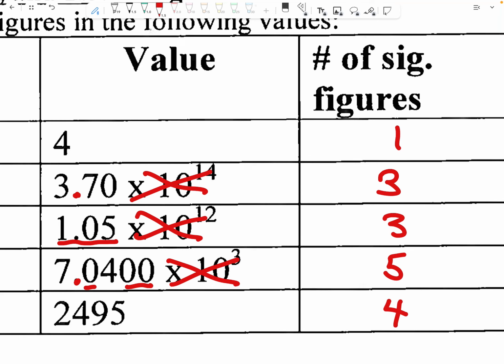So sig figs are numbers that have value in a measurement. All of those numbers that I counted today have value, except some certain ones I didn't.